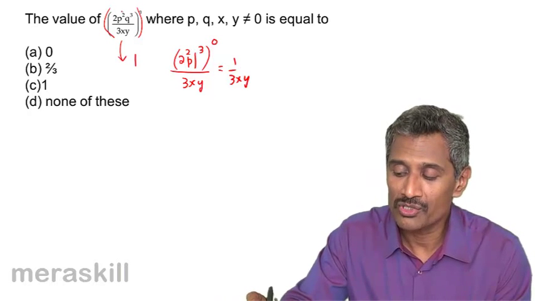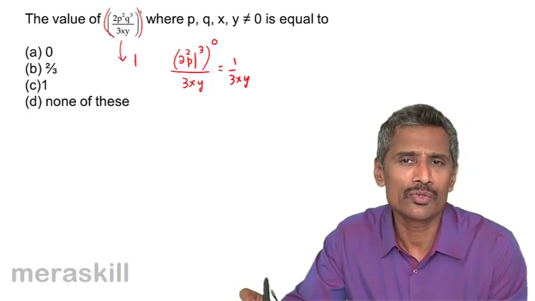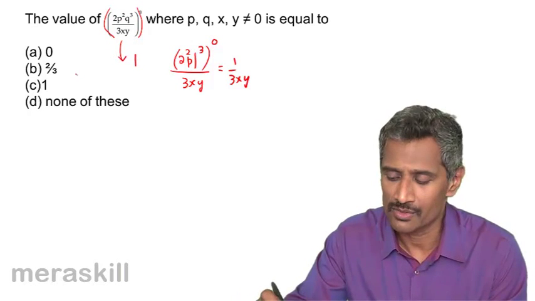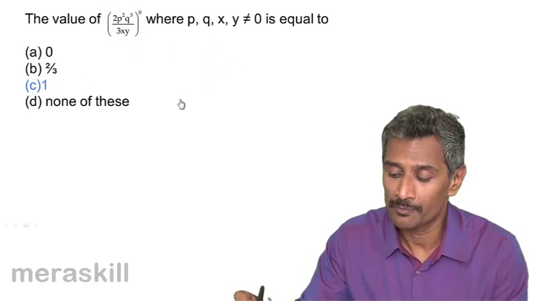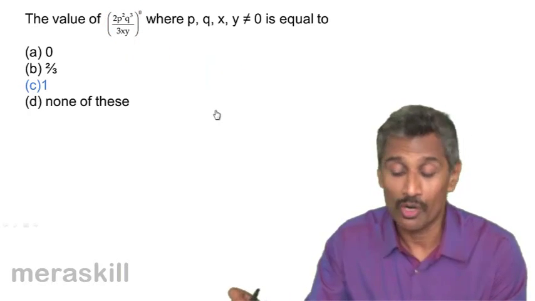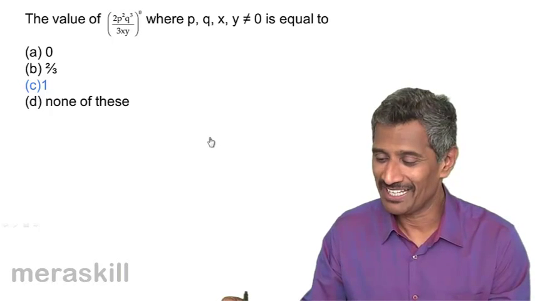But here the situation is the whole expression has been raised to 0. So there is no need to sit and calculate. It's understood that the correct option is 1. So the answer is 1. And yes, we didn't go wrong there. Now let's see what further interesting things we have.